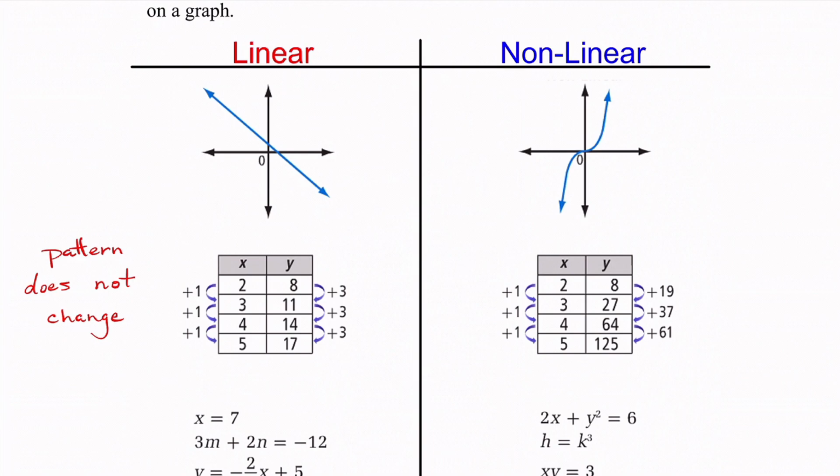Whereas when we look at the nonlinear side, here it's going up by 1, but if I look at the y values, it increases by 19, and then it increased by 37, and then 61. So there's no consistency. The pattern doesn't stay the same. It's changing from one to the other.